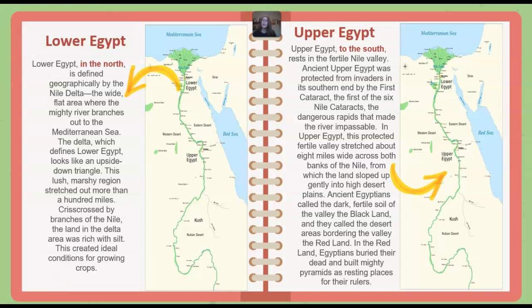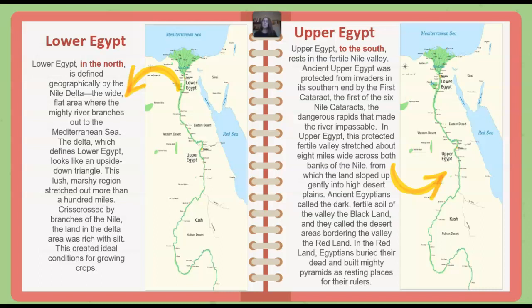Lower Egypt. Lower Egypt is in the north. Remember we said it flows from the south all the way down at the bottom, all the way up to the north. So Lower Egypt is considered the north because that's where it flows into the Mediterranean Sea. Lower Egypt in the north is defined geographically by the Nile Delta, the wide flat area where the mighty river branches out to the Mediterranean Sea. The delta, which defines Lower Egypt, looks like an upside-down triangle.